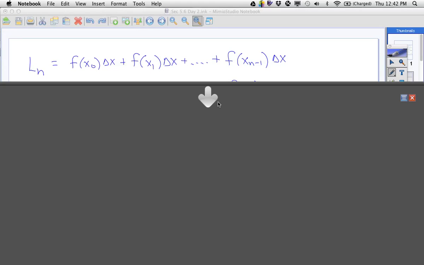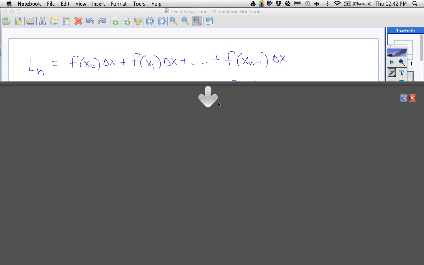So what do we need to know about a left sum? n is the number of subdivisions, the number of subintervals. We always start our left rectangle at the far left edge. We said that was x sub 0. We'll assume we have equal widths all the time, so delta x. Then x sub 1, and delta x, and all the way to one short of our last one. So x sub n minus 1 is the last one.